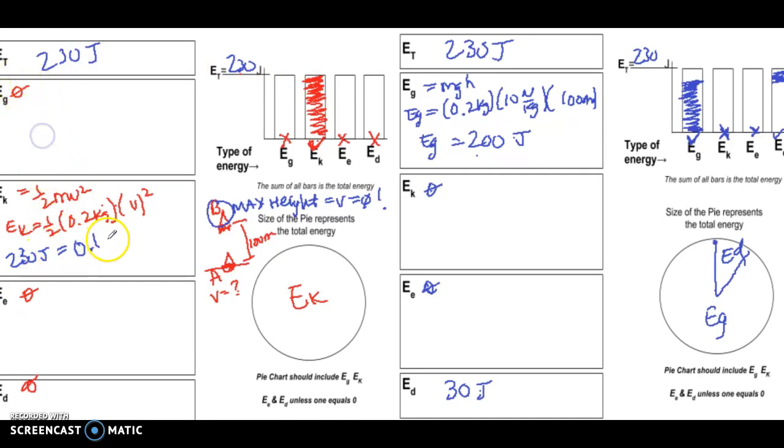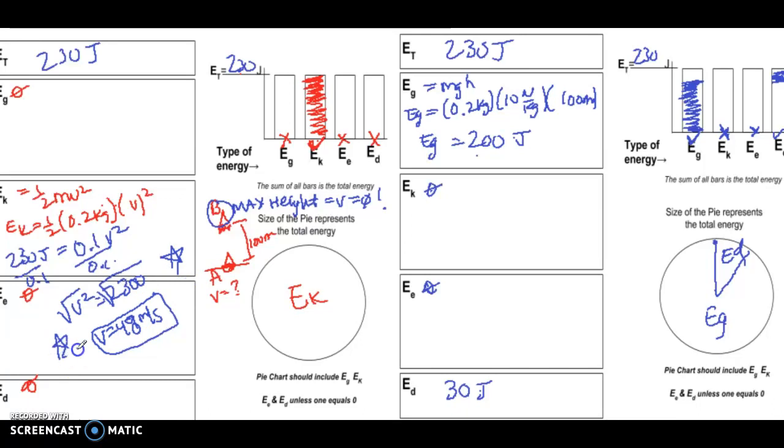1/2 times 0.2 is 0.1. V squared, divide both sides by 0.1. Then my V squared is going to be 2300. But I don't want V squared, I want plain V, so I have to take the square root of both sides. Then I get a velocity of 47, let's just say 48 meters per second. Please make sure you're plugging this in your calculator, not just writing down my answer, because then when the test comes, you're going to be in trouble. So please plug it in your calculator yourself.